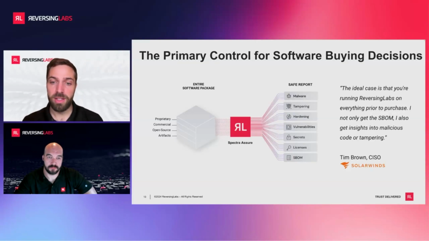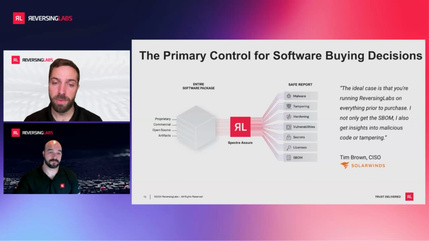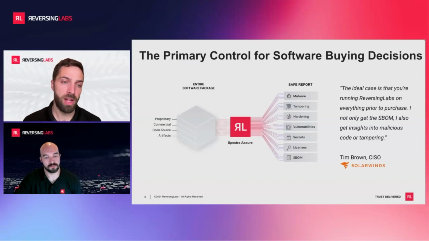As Tim Brown, the CISO of SolarWinds, said recently about our product and our organization, the ideal case is that you're running ReversingLabs on everything prior to purchase. I not only get the SBOM, I also get insights into malicious code or tampering. So the idea is now you have a true control point to help you with your buying decisions, to help you with your risk assessment, to help you open the black box that is this commercial software, to address that risk, and that is done via Spectra Assure.